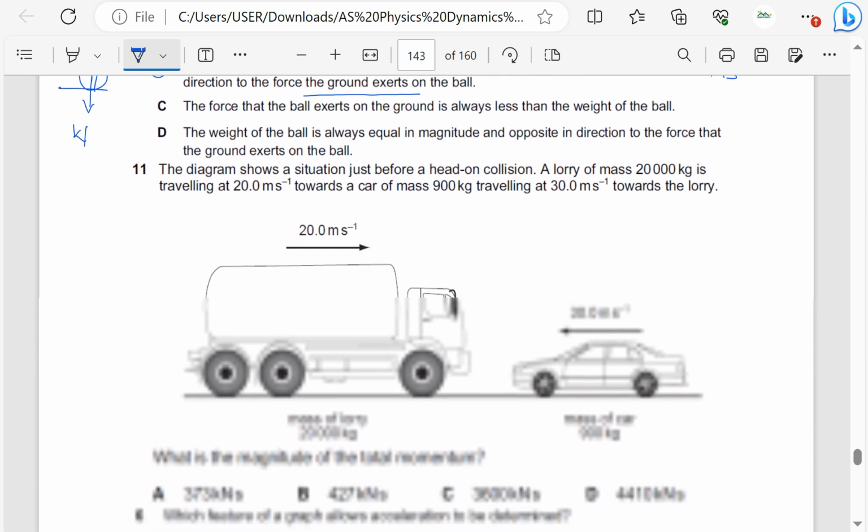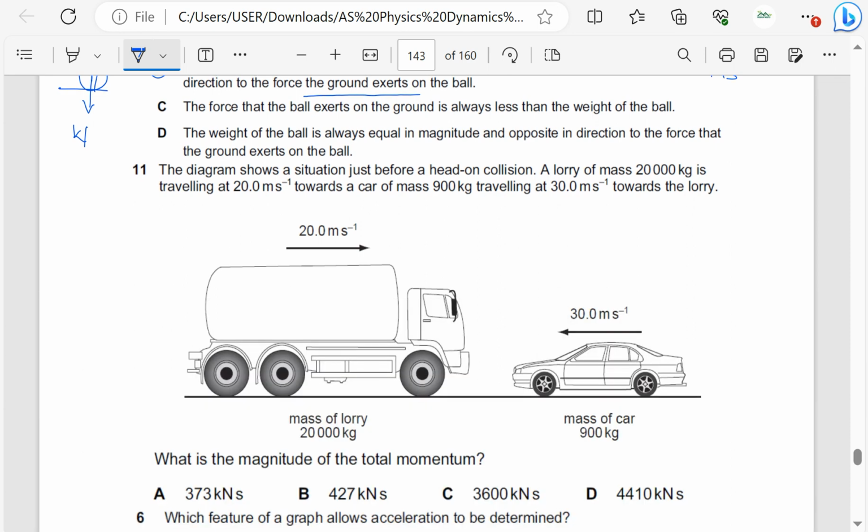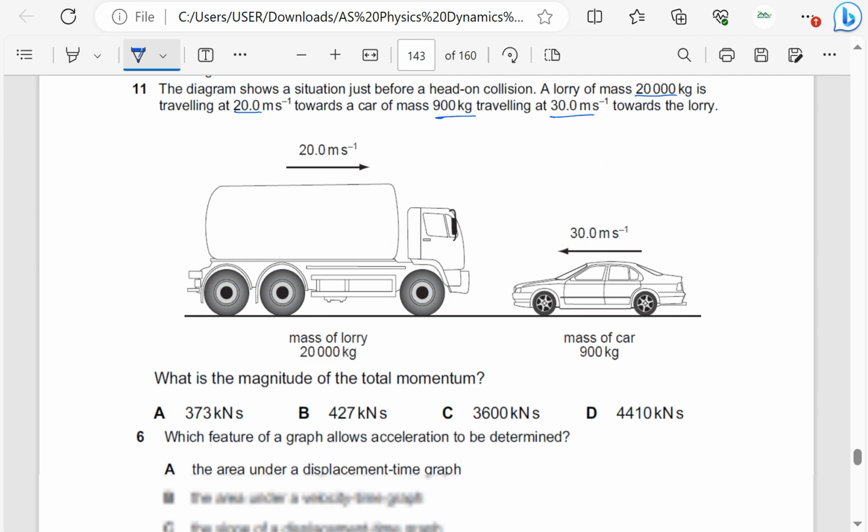The diagram shows a situation just before a head-on collision. A lorry of mass 20,000 kilograms is traveling at 20 meters per second towards a car. So it has mass 20,000, 20 meters per second, traveling towards a car of mass 900 kilograms at 30 meters per second towards the lorry. What is the magnitude of the total momentum?